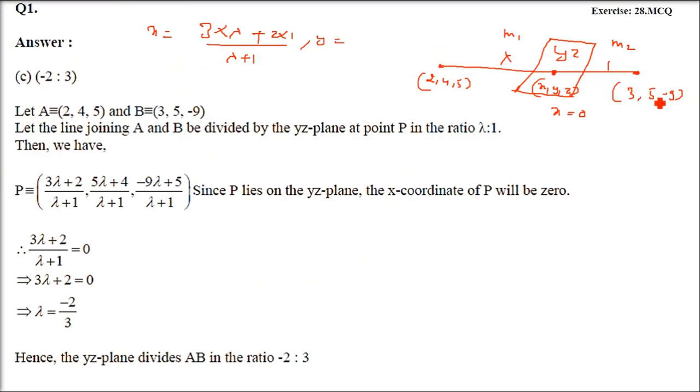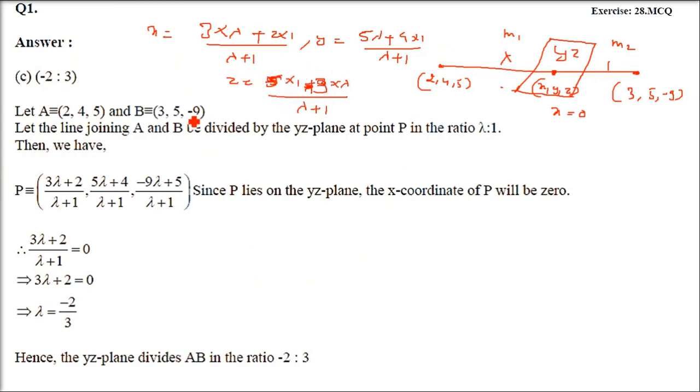Same thing you have to do. 5 into lambda plus 4 into 1 divided by lambda plus 1. This is your y point, and z will be minus 9 into lambda plus 5 into 1 divided by lambda plus 1. So these are the 3 coordinates of the point on the YZ plane, and as I said, we have the YZ plane, so x is going to be 0. And similarly for other planes you are going to do the same thing.